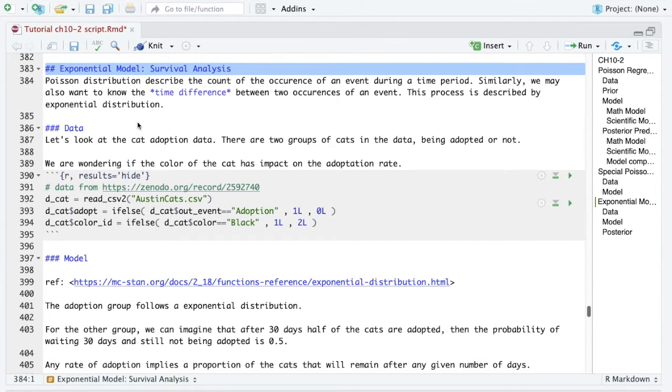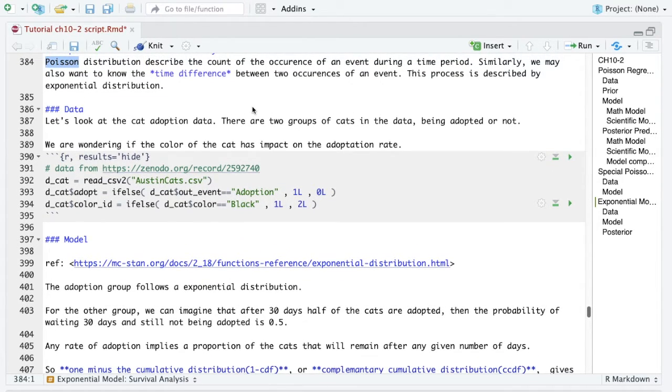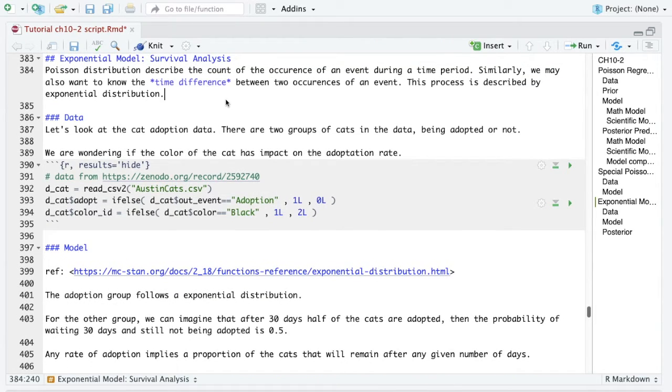In the last section of this tutorial, we will learn about the exponential model, or you can call it survival analysis. If you remember your introductory statistics class, exponential distribution is closely related to Poisson distribution. Poisson distribution describes the count of occurrences of an event during a time period. On the other side, exponential distribution can describe the time difference between two occurrences of an event.